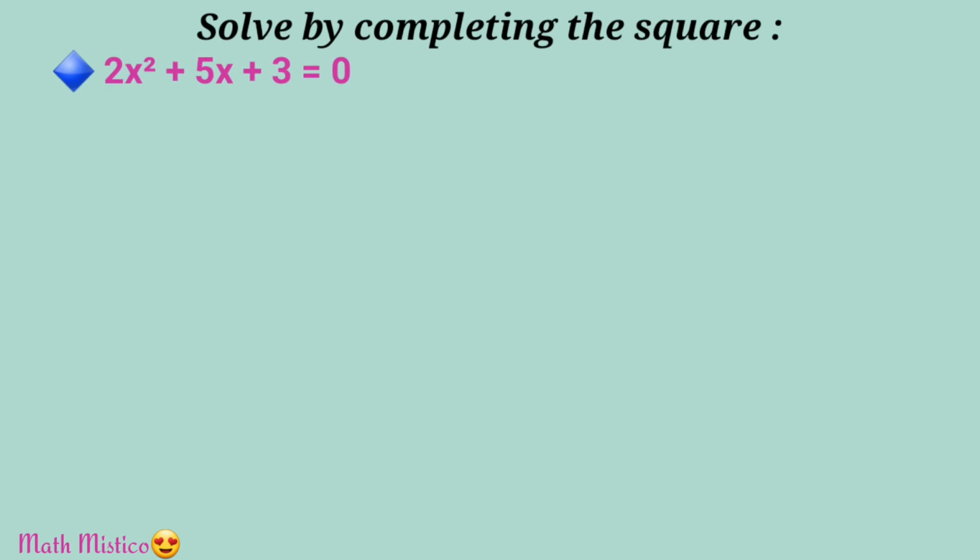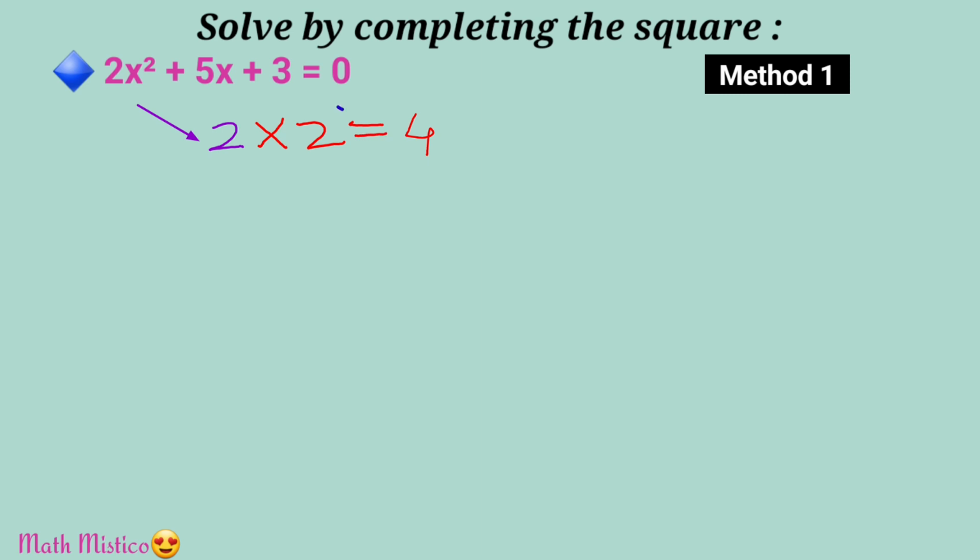Consider this example. Method 1: we will check if the coefficient of x square is a perfect square or not. If not, then we will convert it into the nearest perfect square greater than it. Here, the coefficient of x square is 2 and it is not a perfect square. Which is the nearest perfect square greater than 2? Definitely 4. So we will multiply the equation by 2 so that the coefficient of x square becomes 4.